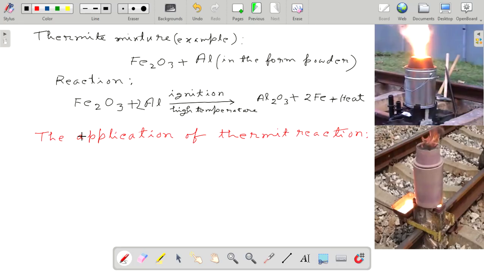As the thermite reaction is exothermic, high heat is produced. As a result, molten iron and Al2O3 are produced as products. This molten iron can be used to weld broken iron parts such as rail line. In the figure, on the right side of this page, it is shown how the broken rail line is welded.